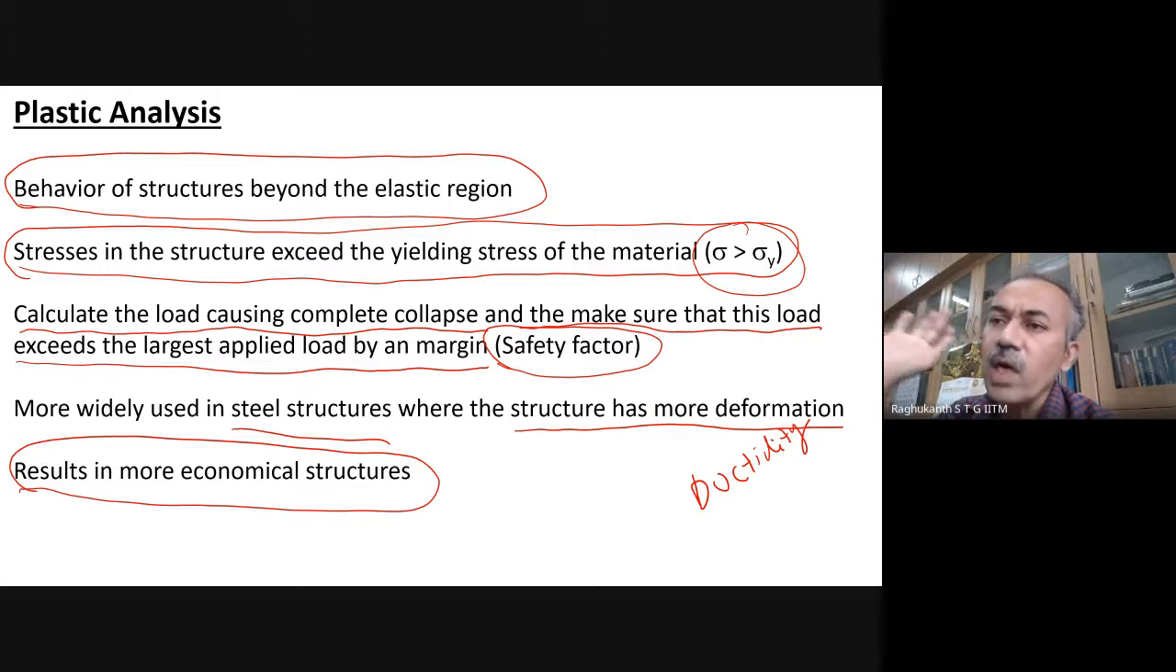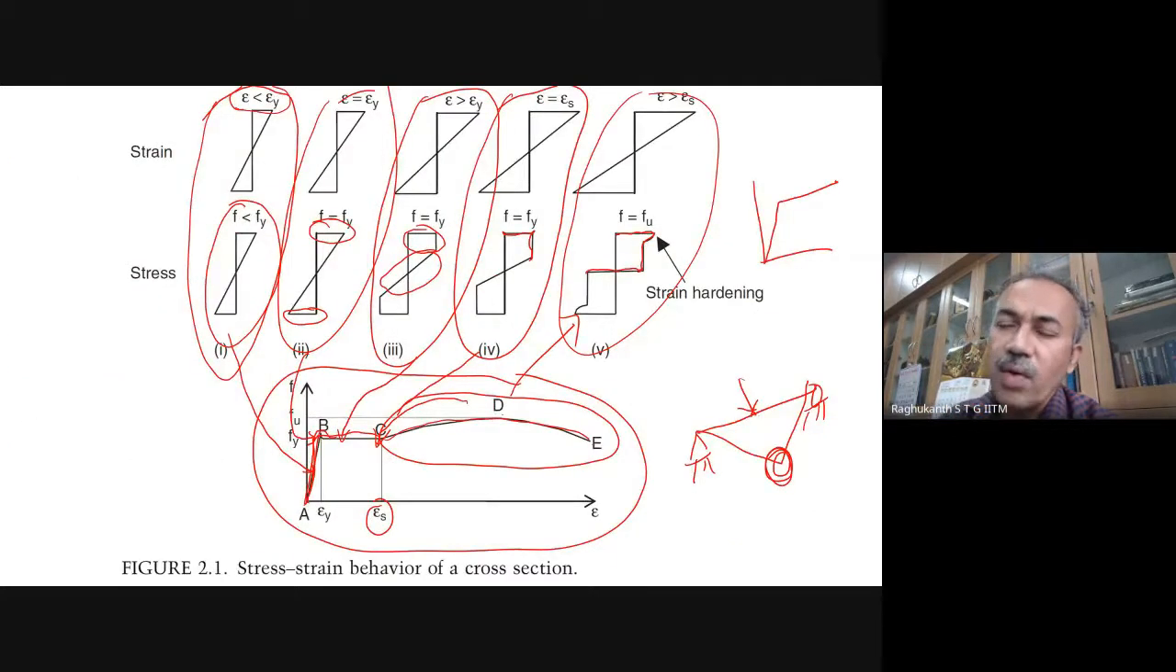And then finally we are going to find out the load causing complete collapse, and then we will apply factors of safety and other things. The most important thing is this is applicable only for ductile structures. If ductility is not there, this plastic analysis cannot be applicable, and of course it is more economical. So this is what we said in our last class.